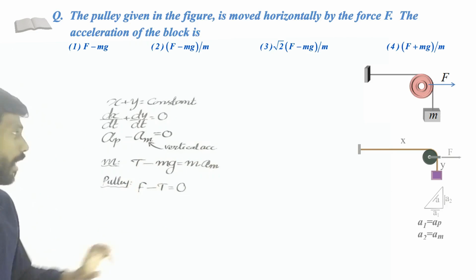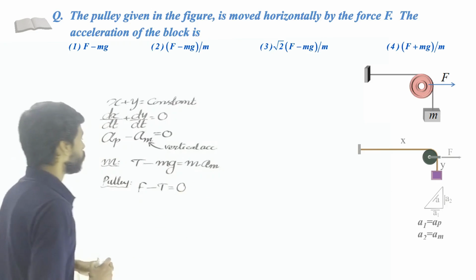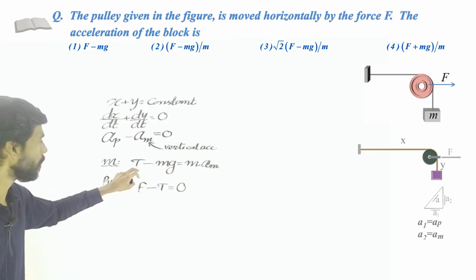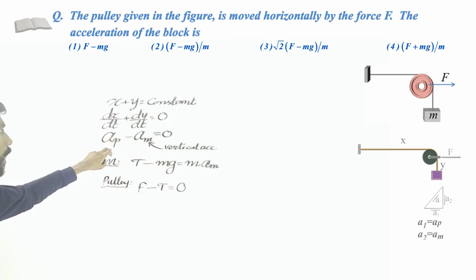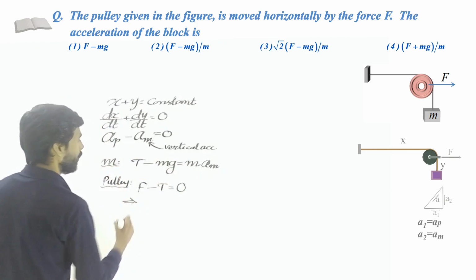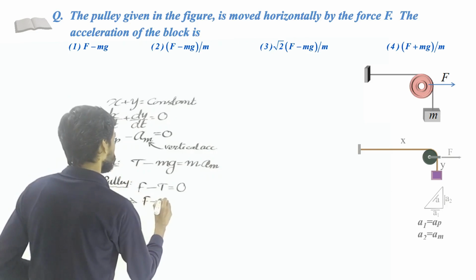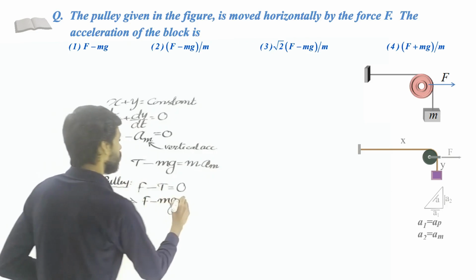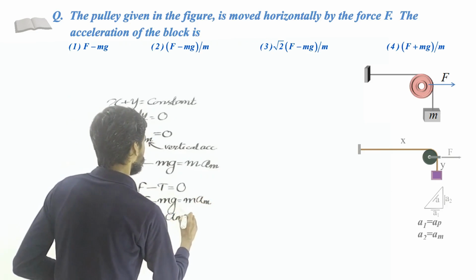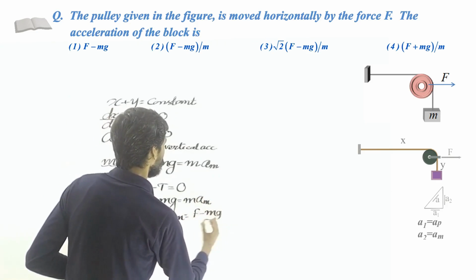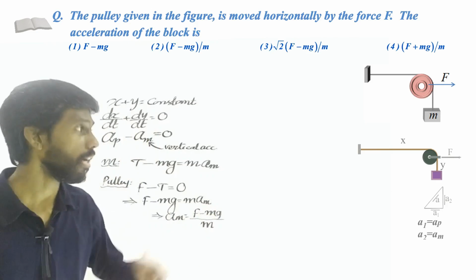Now we can solve these equations to get the value of am. Simplify: T minus mg equals m times the acceleration of m, but the acceleration of m is the same as the acceleration of the pulley. T is the same as F, so F minus mg equals m am. That gives you the required acceleration am, which is F minus mg divided by m. This is the acceleration only in the vertical direction.